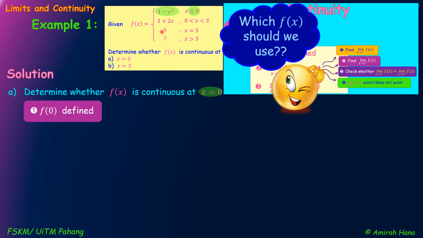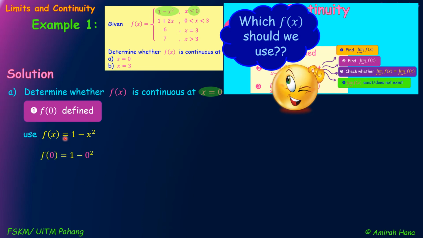Same goes to 6 and 7. f(x) equals to 6 and 7 are also wrong to find f(0) because x equals to 0 is not included in this domain. But in this case, x equals to 0 is included in domain x less than or equal to 0. That's why we need to use this function because this domain refers to this function. So to find f(0), we use f(x) equals to 1 minus x squared.